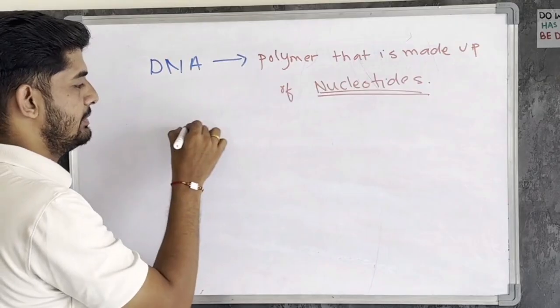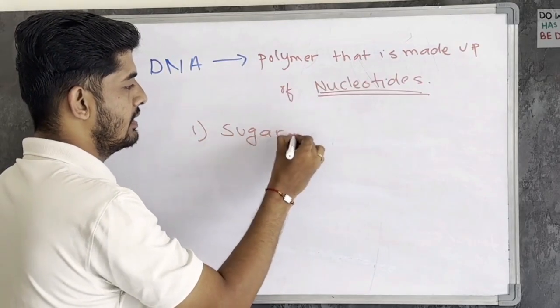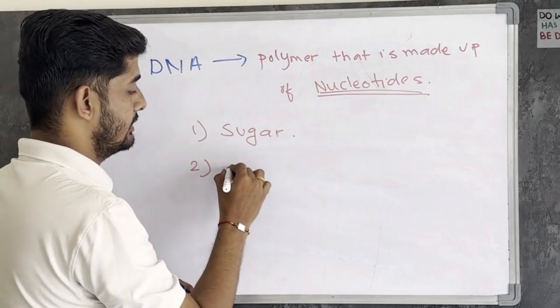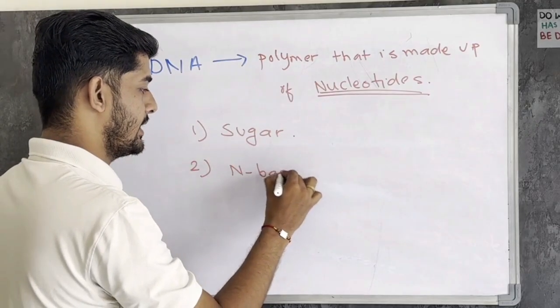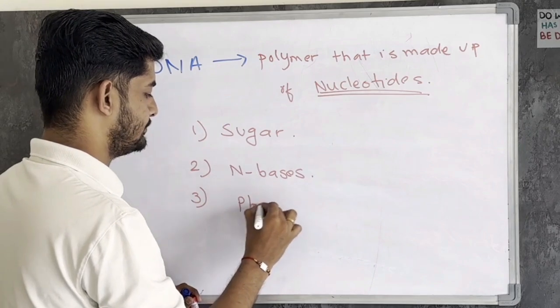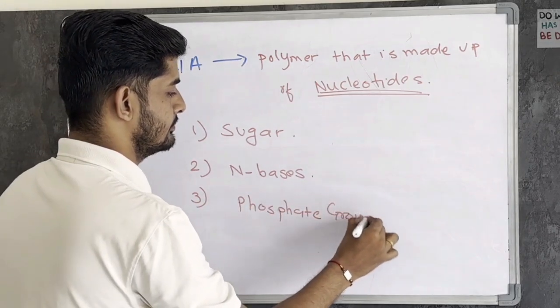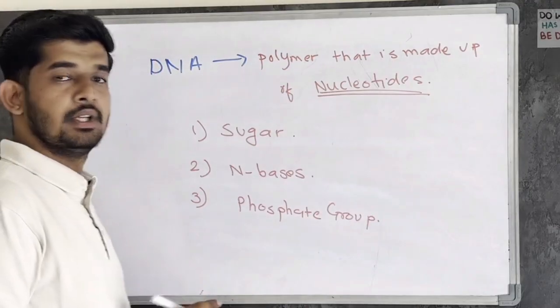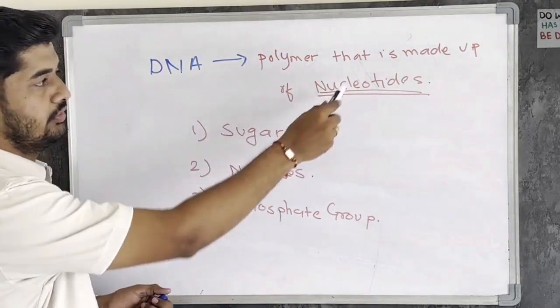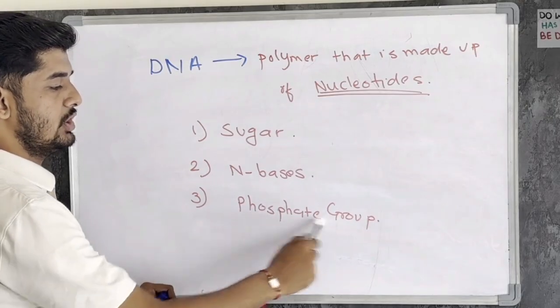This nucleotide is made up of three components. First is the sugar, second is the nitrogen base, and third is the phosphate group. These are the components of the nucleotide.